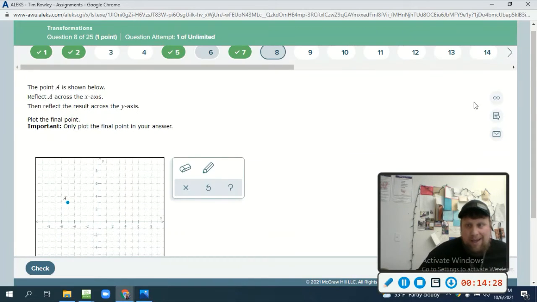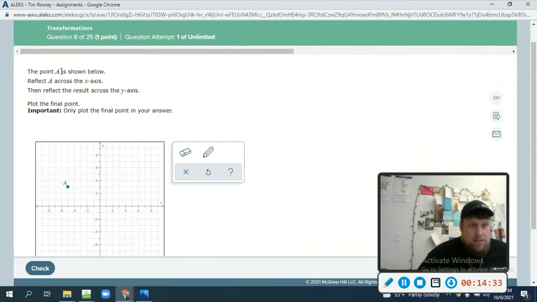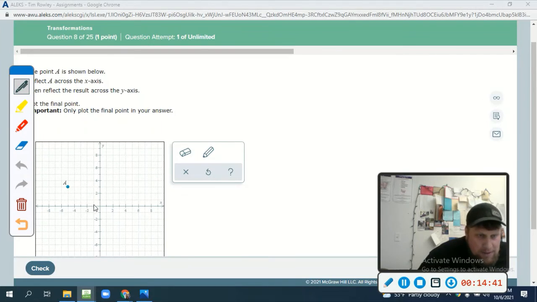All right, here's what it says in 8. It says the point A is shown below. Reflect A across the x-axis. Again, on that same set of axes, go ahead and draw A. And this one is at the point negative 5, 3. So that's at the point negative 5, 3.